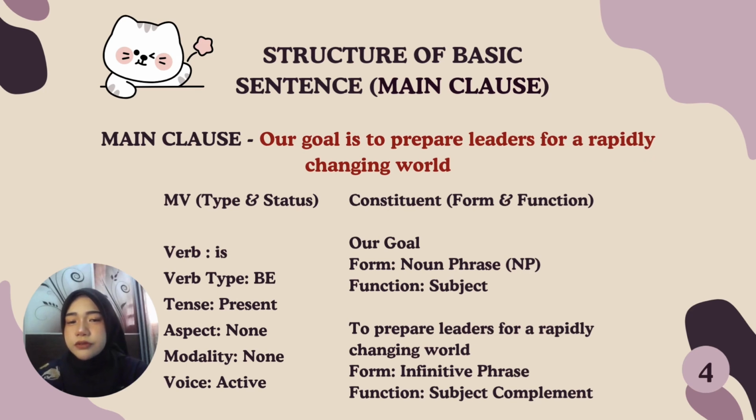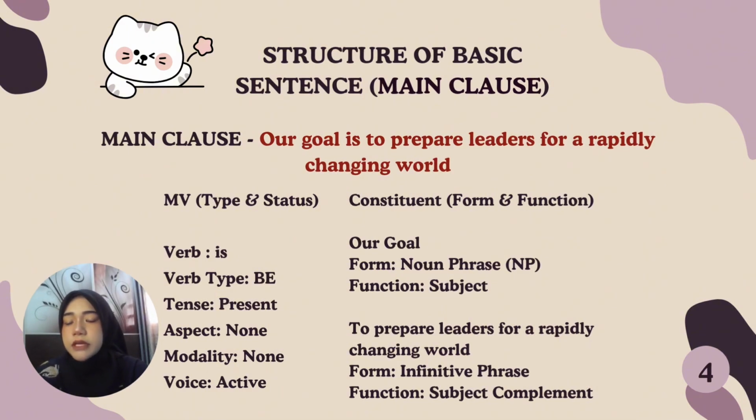So moving on to the structure of the basic sentence, which is the main clause. Here, the sentence is our goal is to prepare leaders for a rapidly changing world. So, this is the main sentence. Why it is a main sentence? Because it can stand alone as a complete sentence, because it has a subject, which is our goal, and it also has a predicate, which is to prepare leaders for a rapidly changing world. So, the sentence clearly tells us about what our goal is, and everything else in the sentence either supports or just gives extra information to this main idea.